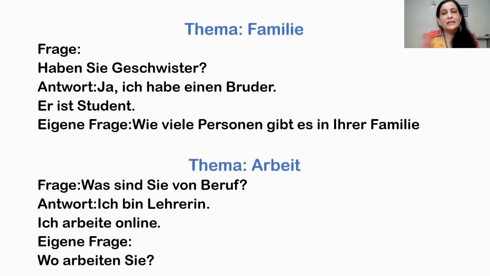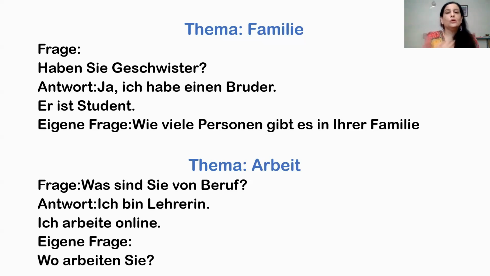Okay. Now the next theme will be Familie. So we are just seeing sample questions and answers on a typical topic or theme. Now the question will be, haben Sie Geschwister? Geschwister meaning siblings, because now the theme is family. Familie is family. So do you have siblings? So the Antwort or answer will be, ja, ich habe einen Bruder. Okay, I have a brother. So you can add whatever information about your family here. Er ist Student. He is a student.